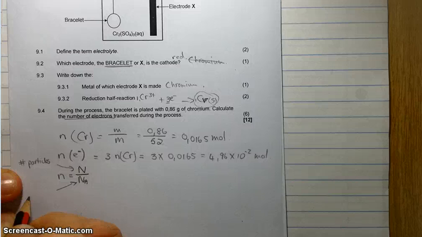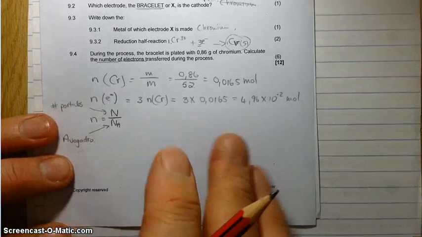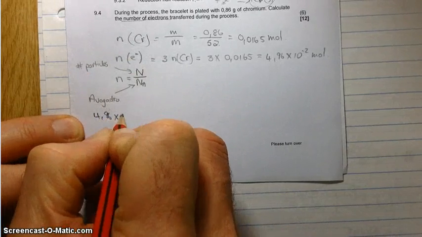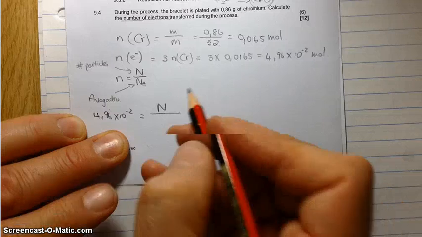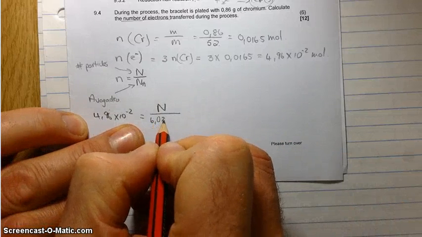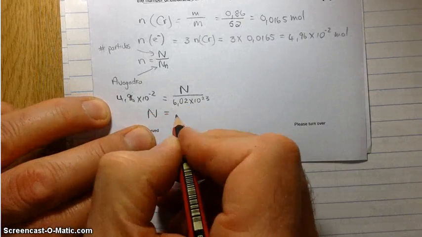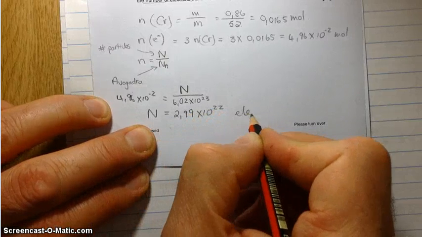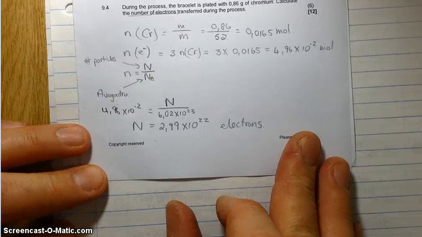and NA is Avogadro's number. So we are just going to fill that in. I'm going off the page here, 4.96 times 10 to the power minus 2 is my number of moles, which is equal to N, which is the one that we need to find, over Avogadro's number 6.02 times 10 to the power 23. And if you then calculate N, you find that it is 2.99 times 10 to the power 22 electrons. Right. Very important question, very significant question. Thank you.